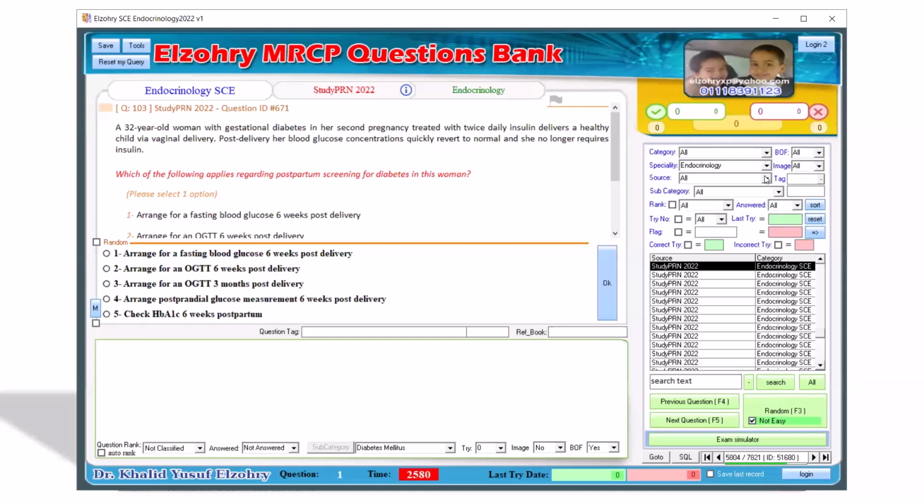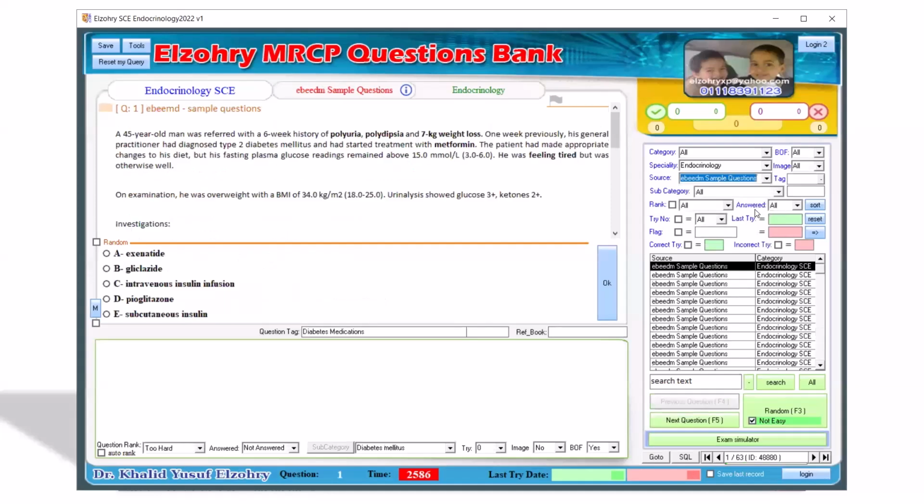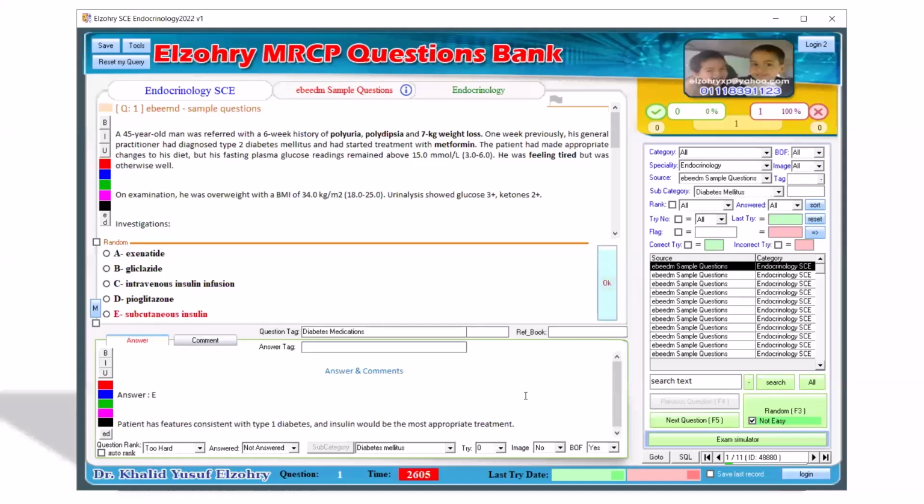For example, you can select official website questions from this item, and then I will go to the thyroid questions or diabetes mellitus questions like this. So, the official website, European board, contains 12 questions related to diabetes mellitus, and you can categorize them by difficulty and ranking and so on, and you can answer and examine yourself.